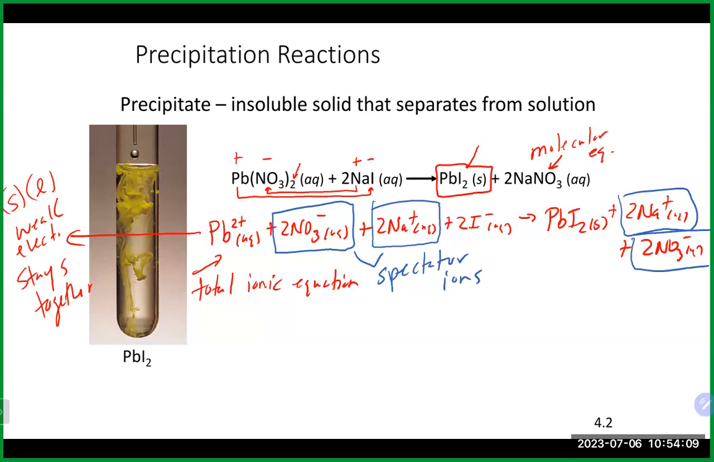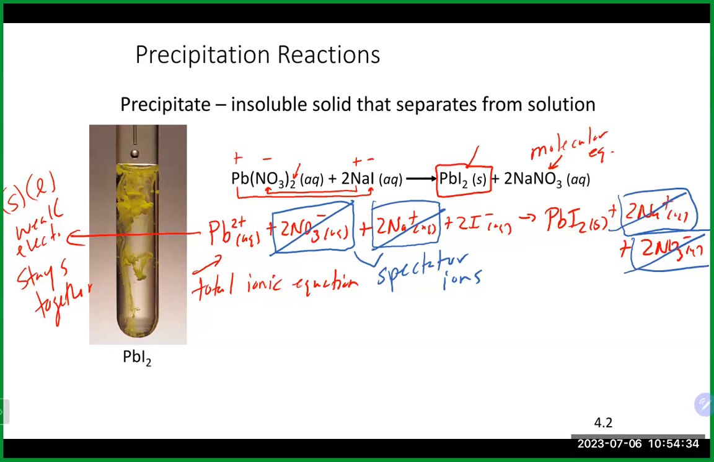Spectator ions are much like the name implies. If you are a spectator, you are just watching. They are not really doing anything that is going to lead to the product being formed. They're basically just there to balance out the charge of everybody. So they're just floating around the solution, having a good time, but they're not going to lead to the product being formed. So typically what we do with spectator ions is we scratch them out of the total ionic equation.